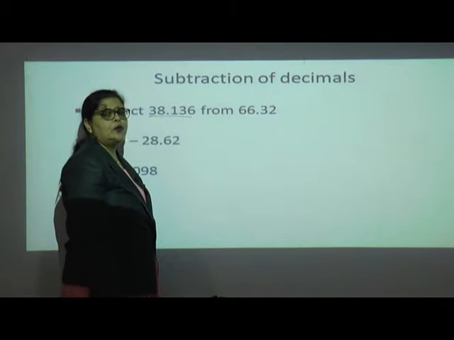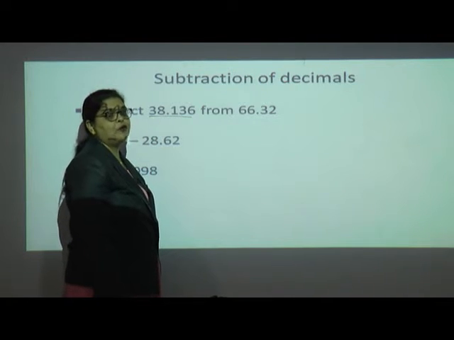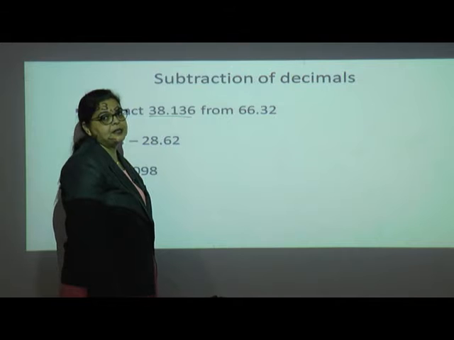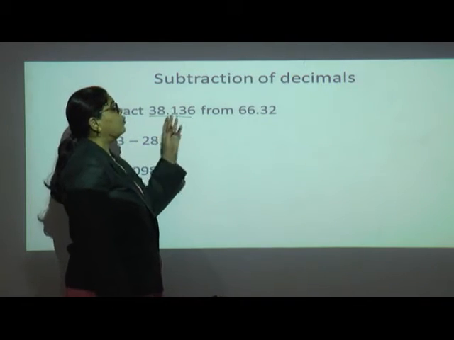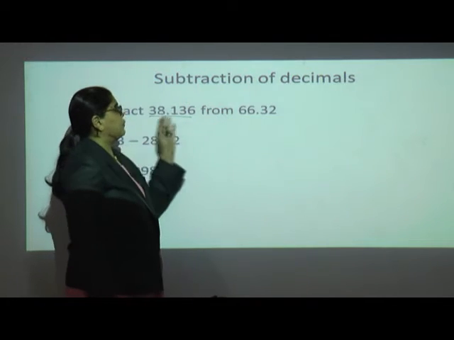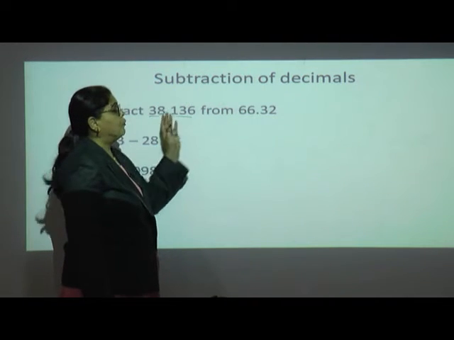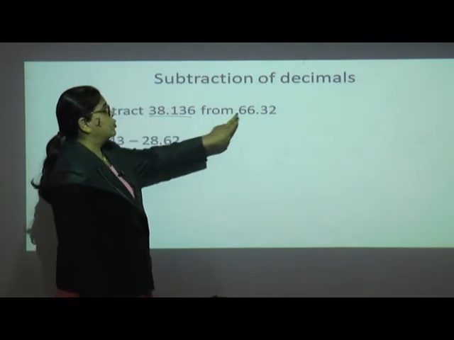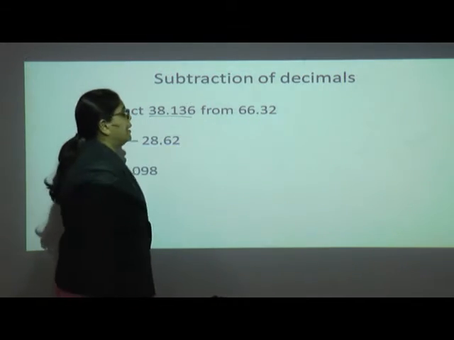What will you do? You will find some more chocolates from your friends, or you will ask your parents for more chocolates because your teacher is asking for 66. So I want to say that you can't remove the larger number from the lower number. So from 66 we have to remove 38. So this number should be written first.